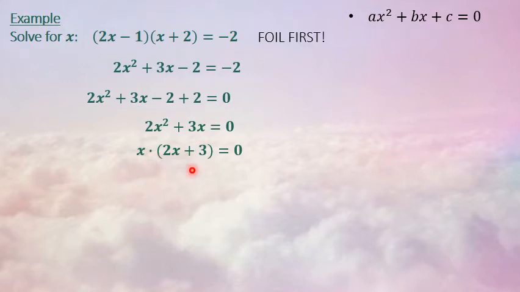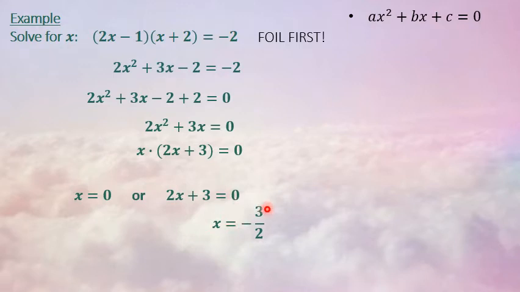x times 2x plus 3 equals 0. So either x is 0 or 2x plus 3 equals 0. x equals 0 is the one solution. No need to work further on that. But 2x plus 3 is now a linear equation that you can solve for x.